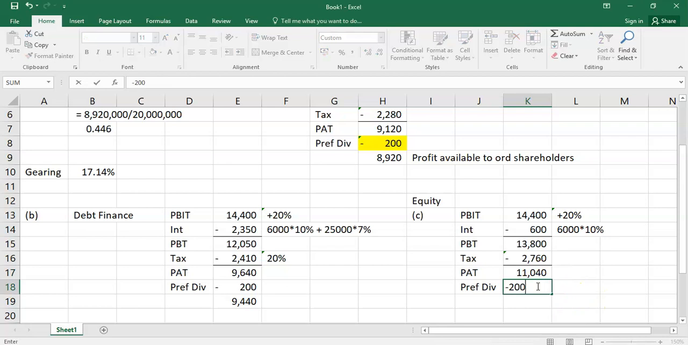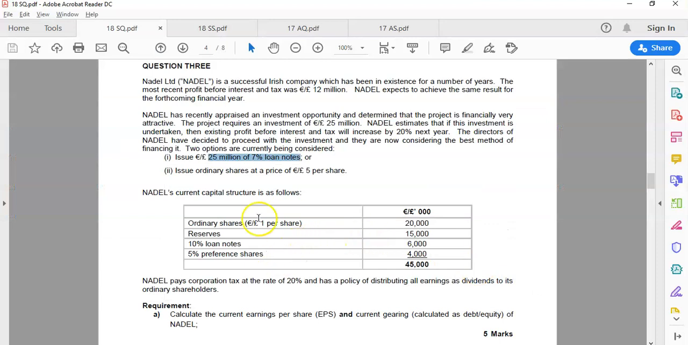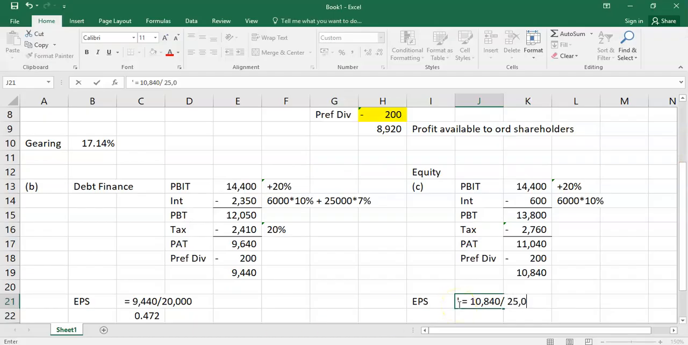Preference dividend stays the same because that hasn't moved. So the profit available to ordinary shareholders, which is what earnings per share is based on, is 10,840. And your earnings per share here is 10,840 divided by, just be careful now, you're now issuing new shares at €5 each. This is option 2. So if I want to raise 25 million, I have to issue 5 million new shares. So there's actually going to be 25 million shares. That's an important one that you understand.